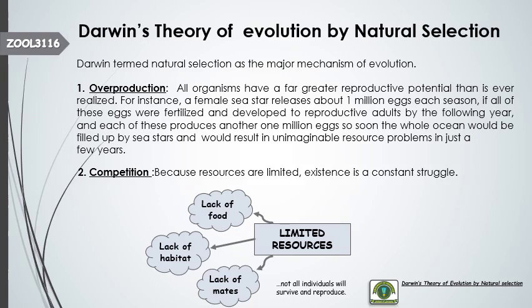For her survival, for his survival. So here, because resources are limited, existence is a constant struggle. If we talk about the resources of the environment, then resources are the food, the habitat, and the mate. These are the three basic resources that an individual needs to survive. The environment has limited resources: a lack of food, a lack of habitat, no shelter for most individuals, a lack of mates, so not all individuals will survive and reproduce effectively. So competition is always there for survival.